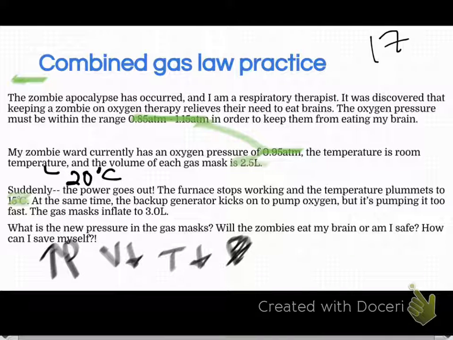So the backup generator kicks on to pump oxygen, but it's pumping too fast. The gas inflates to 3 liters. Oh, now we have a different problem. The gases actually are inflating. We thought the volume would go down because it got colder, but they're inflating to 3 liters. So we need to find out what the new pressure is. And I guess if it's over this 1.15, then the zombies are going to eat our heads. Our brains, rather.